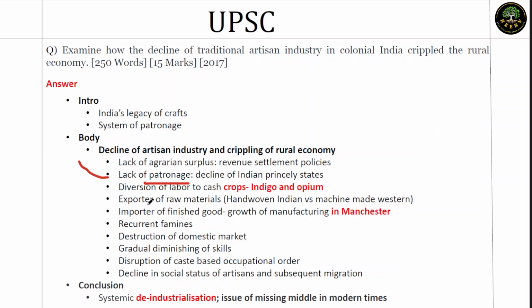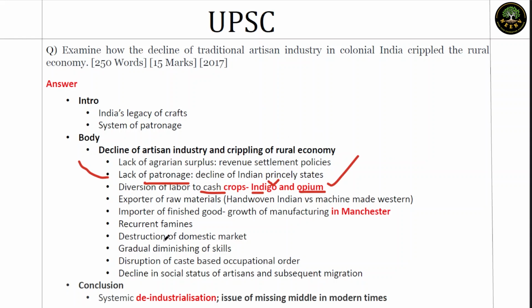Next is diversion of labor. The labor that was there in food crops or in the artisan group is of high demand when it comes to cash crops like indigo and opium. Opium is needed for triangular trade with China. Indigo is needed for the industrial revolution in Britain.